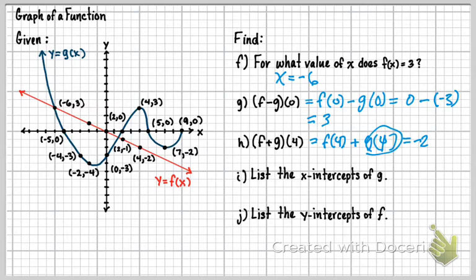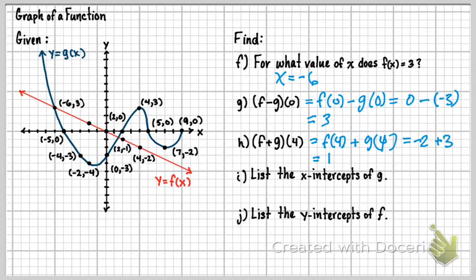And then for my g of 4, now I'm just going up to my g function, which is here. And when my x is 4, my y value is 3. So this is going to be +3. So this equals +1. Now we're going to list the x-intercepts of g.